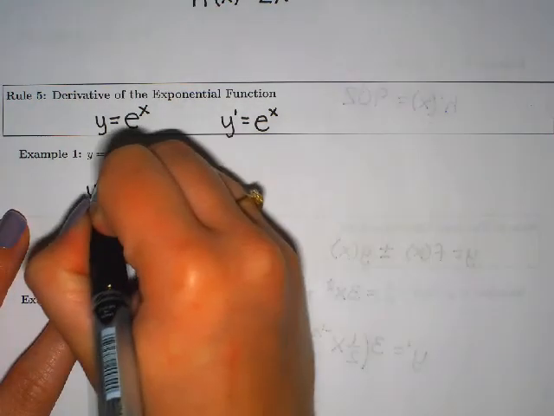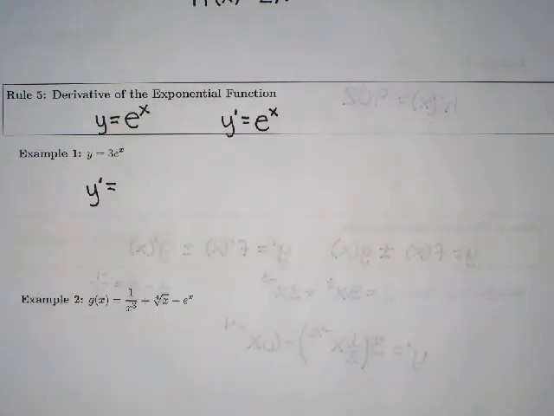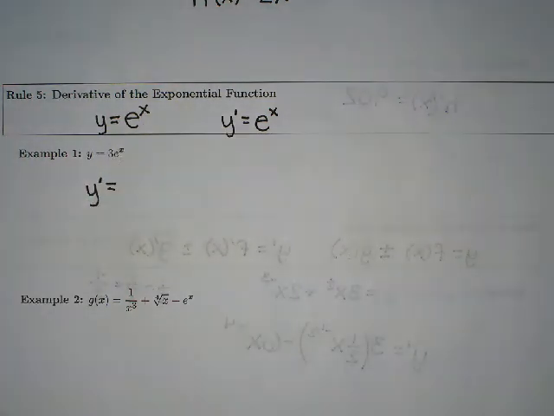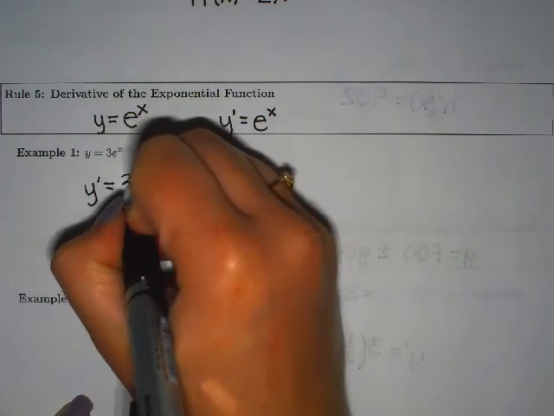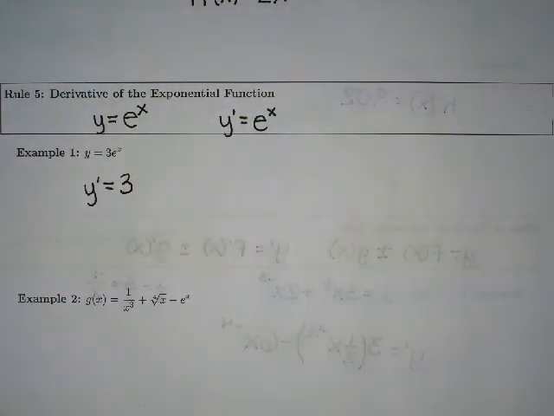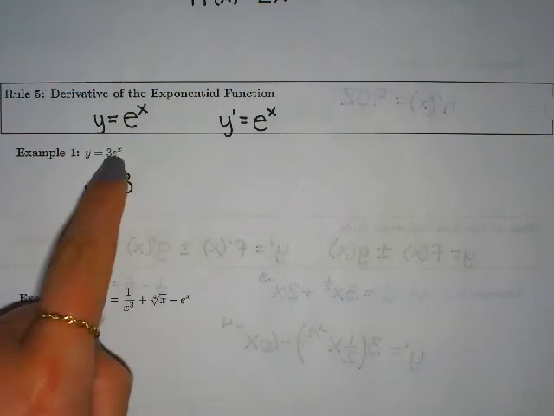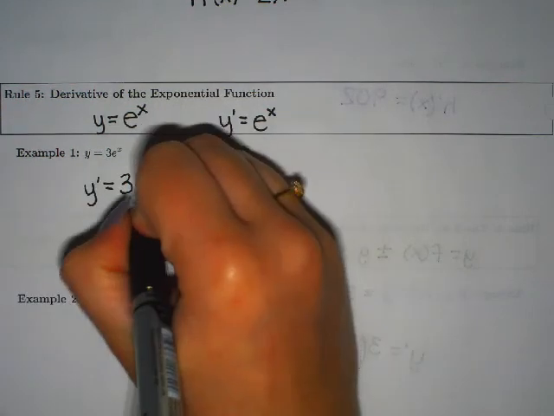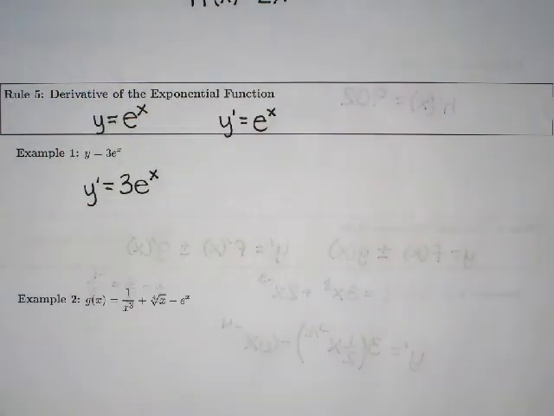We can combine this with our other rules. So for this first example, we have 3e to the x. That's a constant multiple, which says just keep it, and then do the derivative as normal. So we're going to keep the 3, and then we have the derivative of e to the x is e to the x. So the derivative of 3e to the x is 3e to the x.